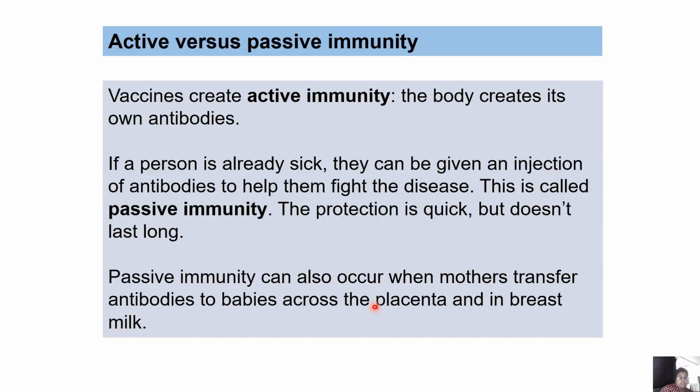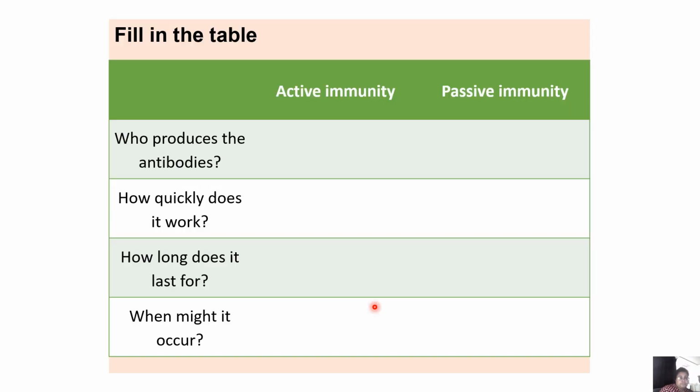If a person is already sick, they can be given an injection of antibodies to help them fight the disease. This is called passive immunity. The protection is quick but does not last long. Passive immunity can also occur when mothers transfer antibodies to babies across the placenta and in breast milk colostrum.